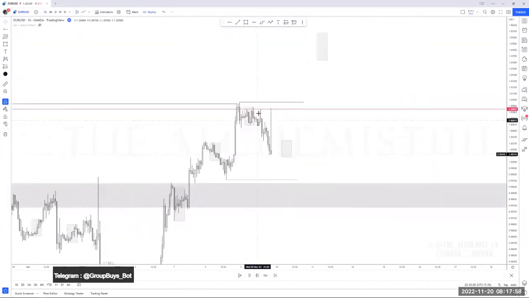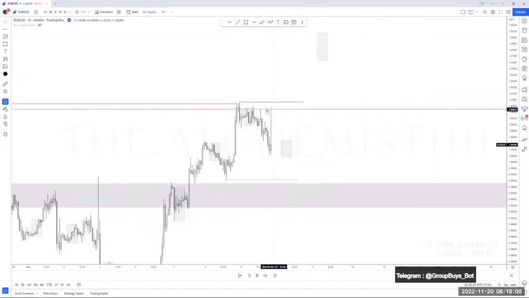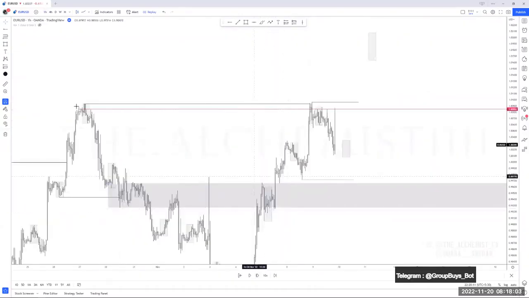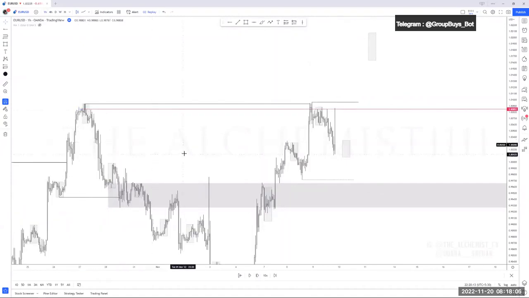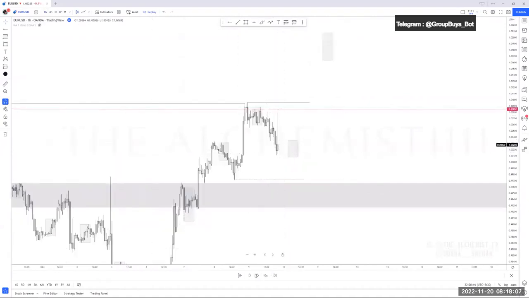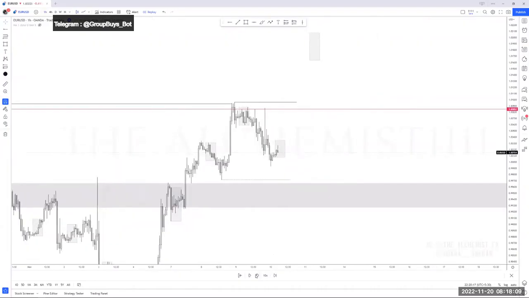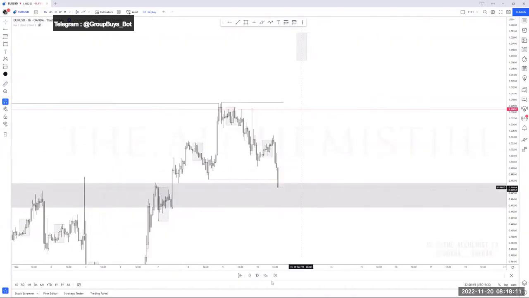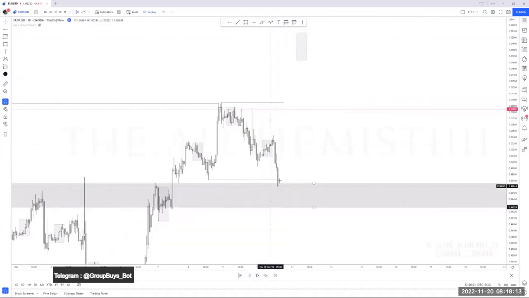Look at that. Tapping into that same zone once again. Can you see it? Same zone. I told you the daily, weekly, and monthly zones are very powerful. I told you that, right? Look at that. Tapping into the same zone, coming down. Still, this zone is unmitigated.